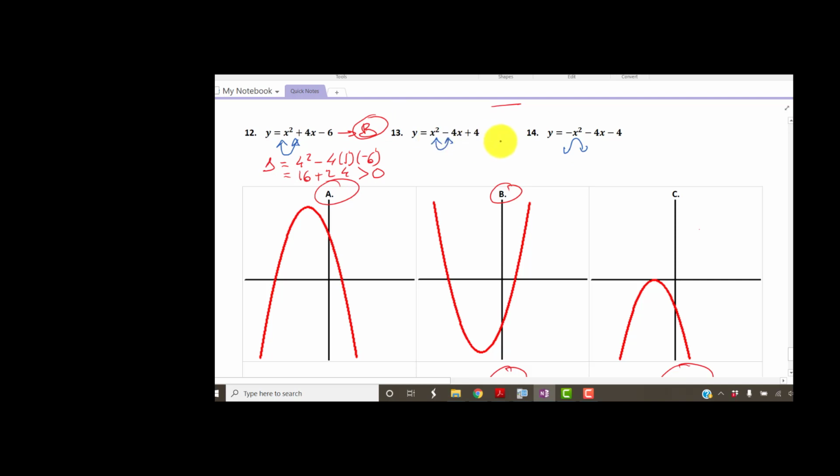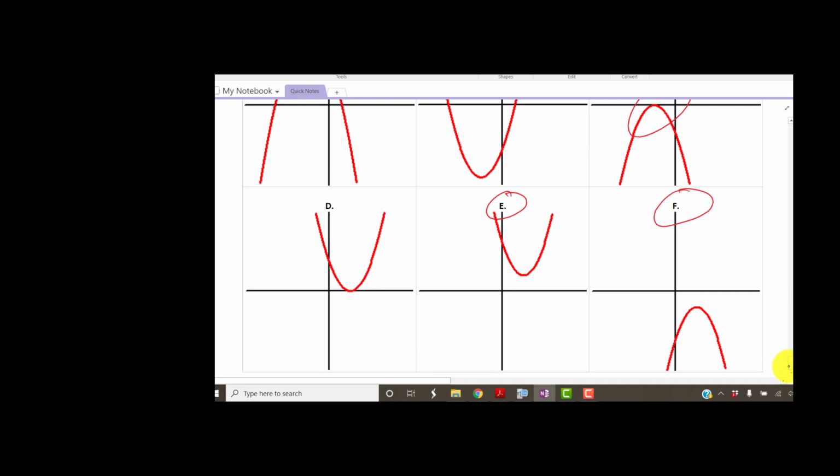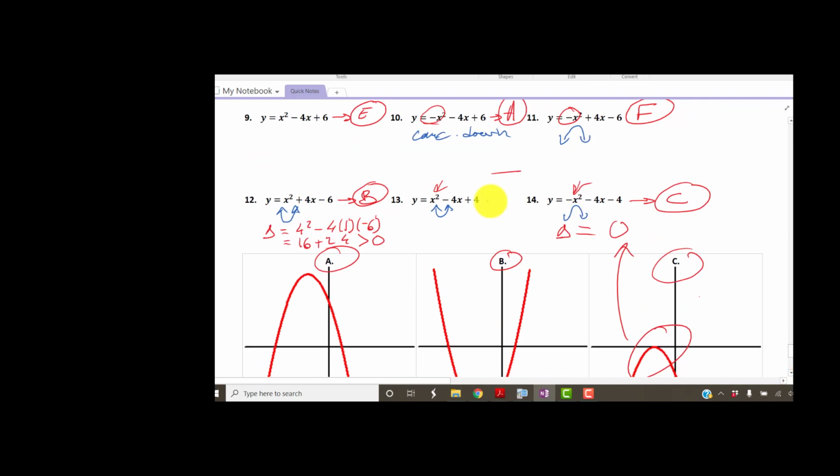For the last two, well, that's easy, right? One is concave up and the other one is concave down. So let's check out the two parabolas I have not selected. Right here, C. C is concave down, so that's got to be this one, C. And if you look at the discriminant, then the discriminant better be 0, right? 13 is concave up, so which one have I not selected? I haven't selected D right here. That was actually D. So this is D, okay?